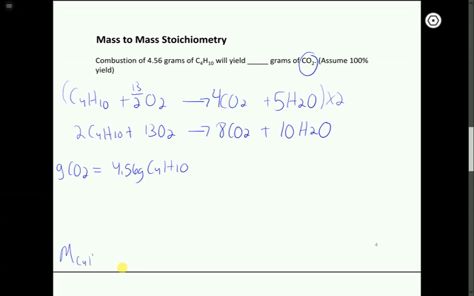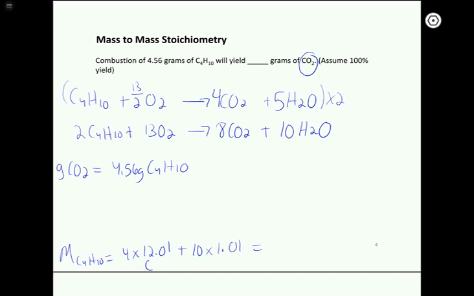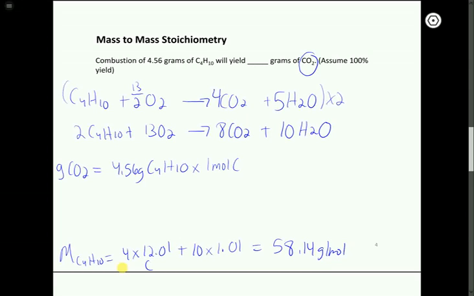So the molar mass for C4H10 is going to be 4 times the atomic mass of carbon, which is 12.01, and then 10 times the mass of hydrogen, which, as we've seen before, is 1.01. So that gives us somewhere around 58.14. Alright, so that means 1 mole of C4H10 is a mass of 58 grams, which we can now use in this first step here to convert into moles. So 1 mole of C4H10 is a mass of 58.14 grams.